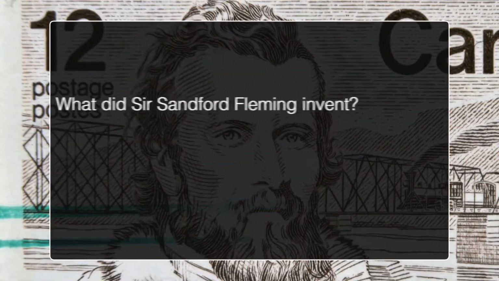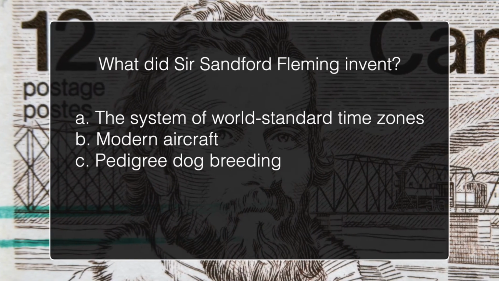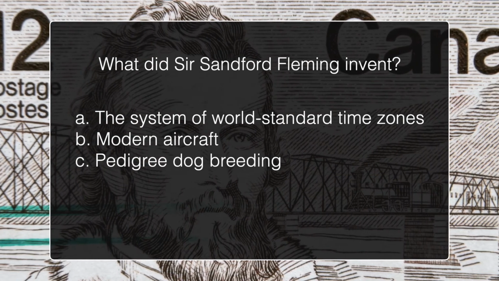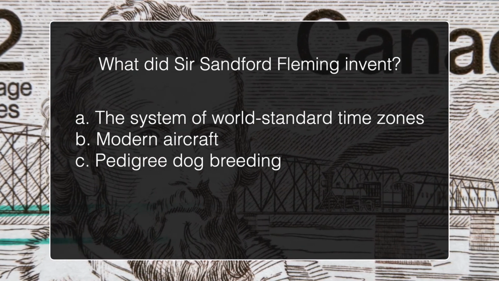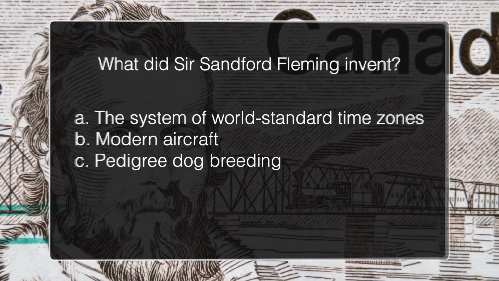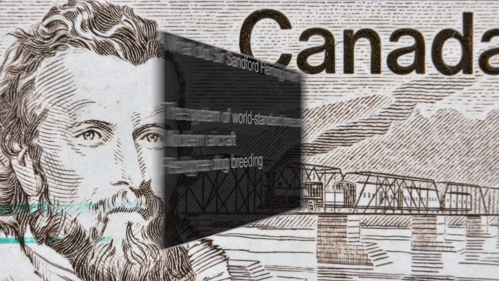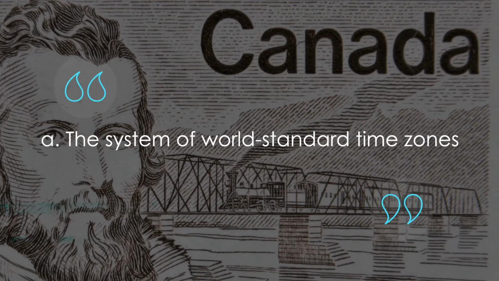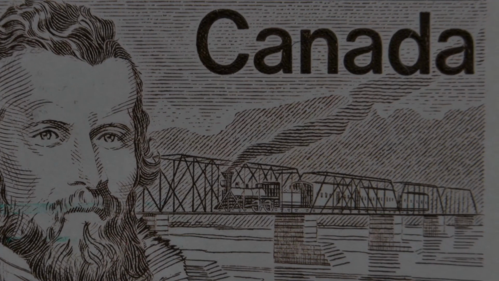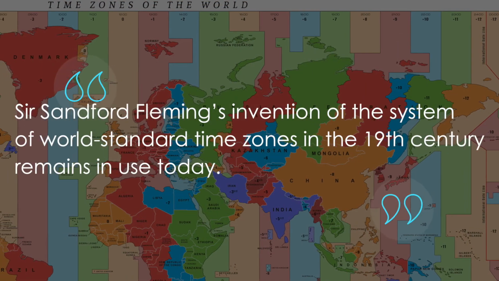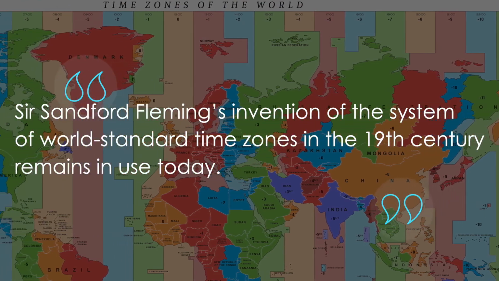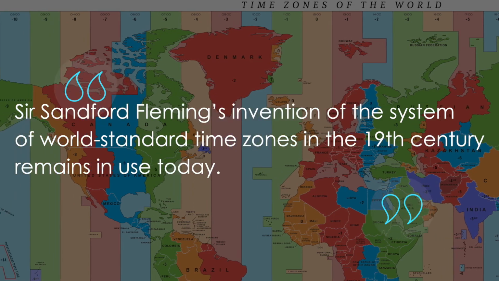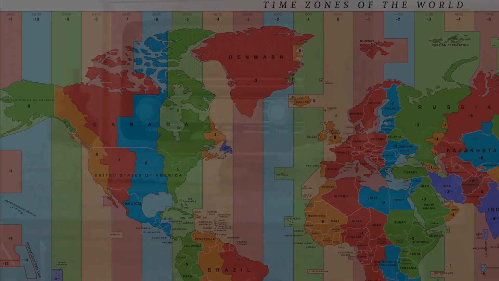What did Sir Sandford Fleming invent? The system of world standard time zones, modern aircraft, pedigree dog breeding? The answer is the system of world standard time zones. Sir Sandford Fleming's invention of the system of world standard time zones in the 19th century remains in use today.